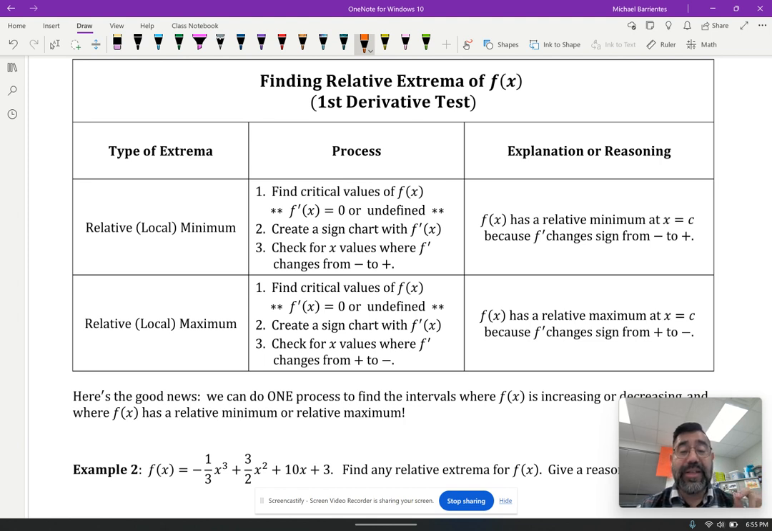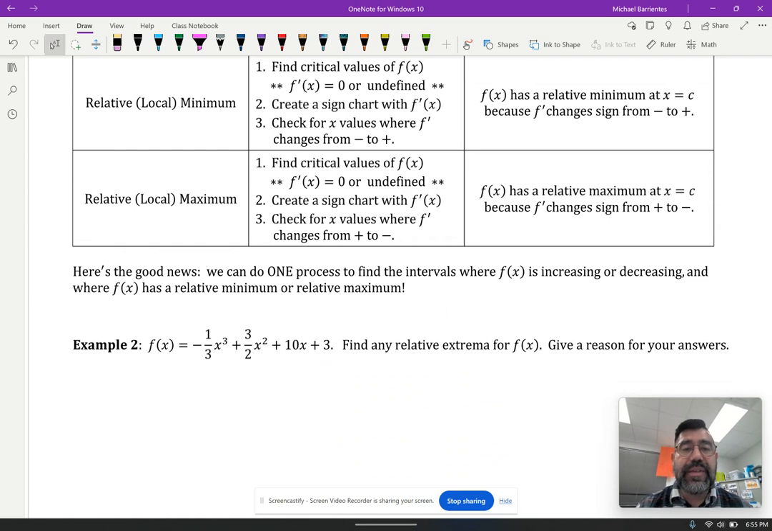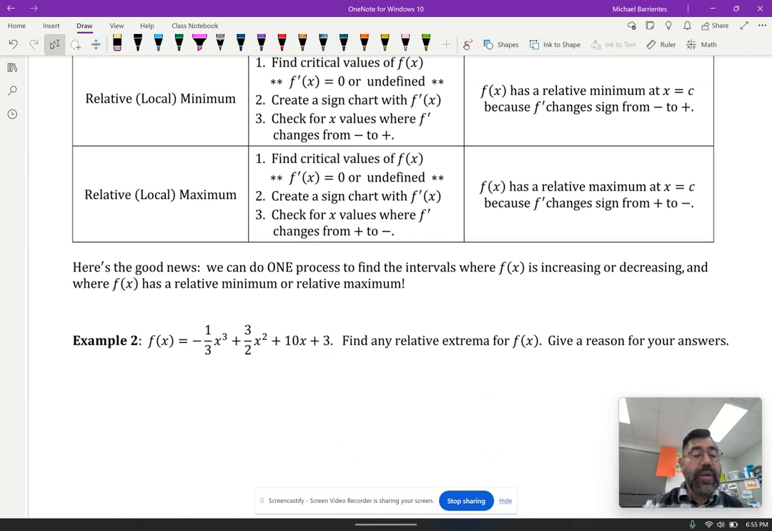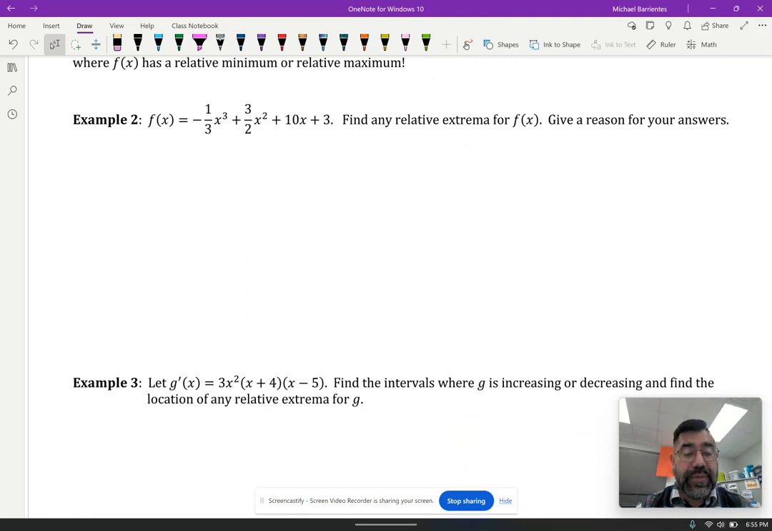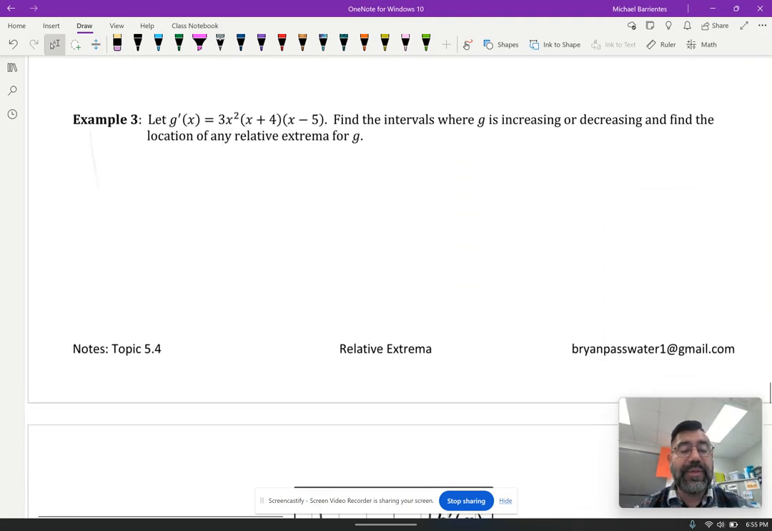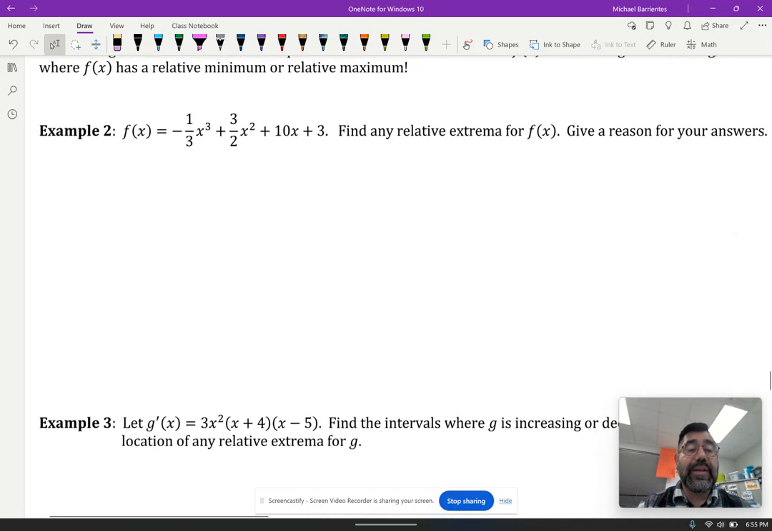So here's the nice thing. If you understood and built those sign charts for the increasing, decreasing section, then everything is already set up for us to use that process. We're going to do that with example 1, and then with example 2, and then example 3. So let's do example 1.